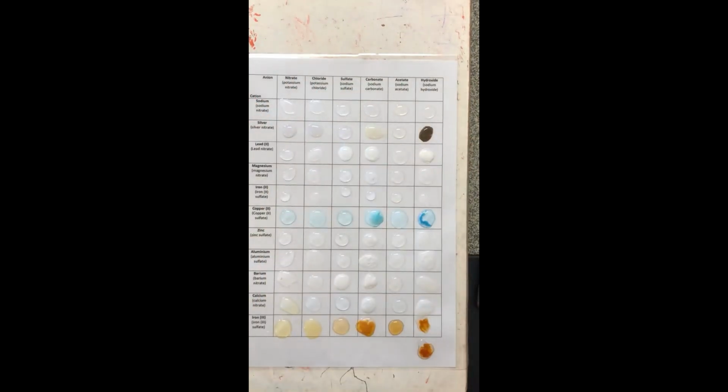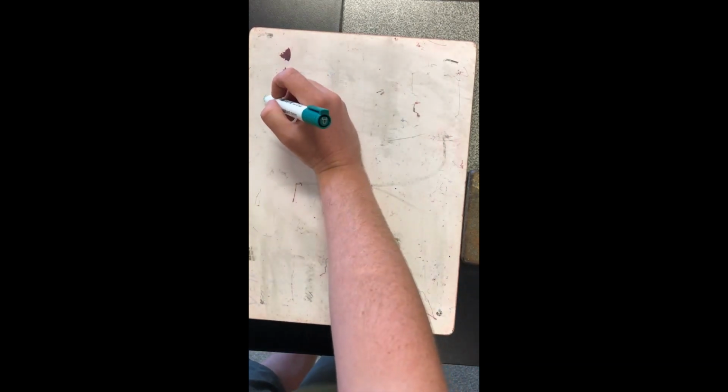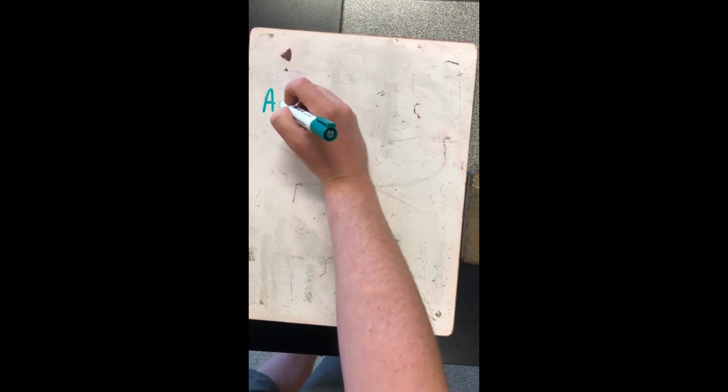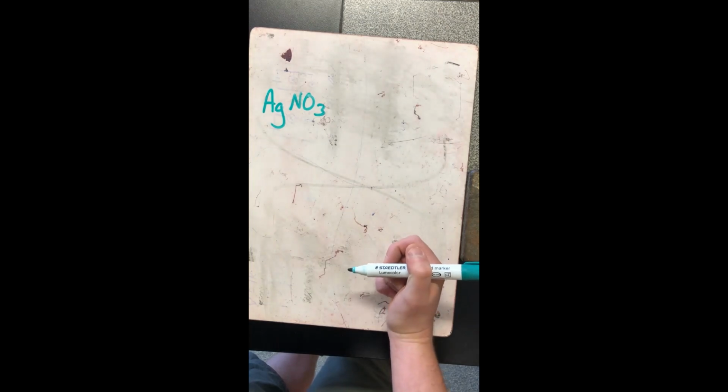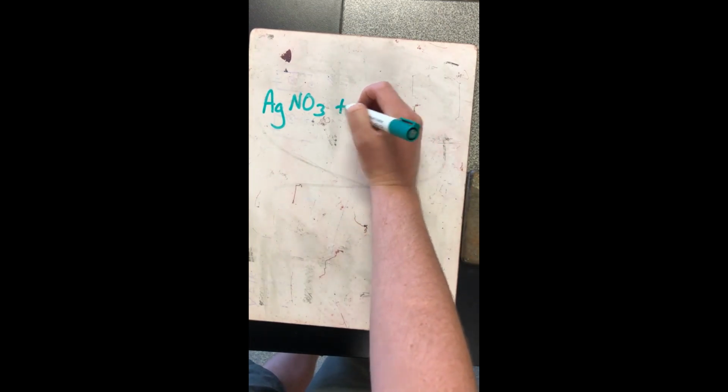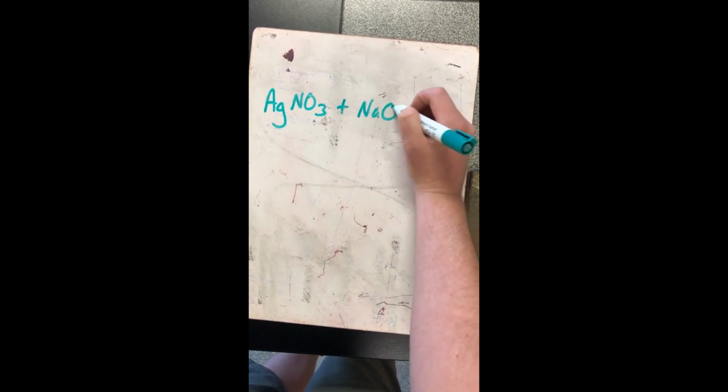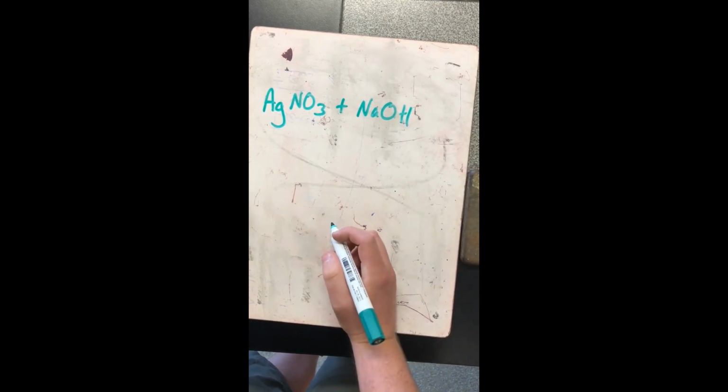Hi all, so this is something to do with our precipitation reaction. For each of those reactions which did produce a precipitate, I want you to write out the equations. In particular, one I know that definitely worked was silver nitrate, AgNO3, and it reacted with NaOH, which is sodium hydroxide.